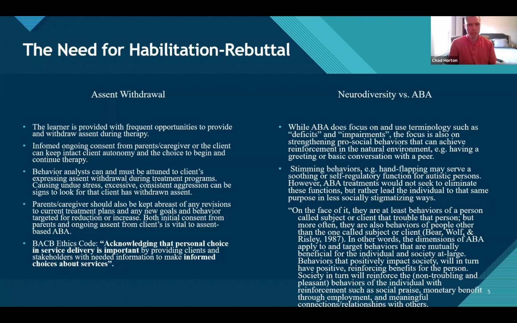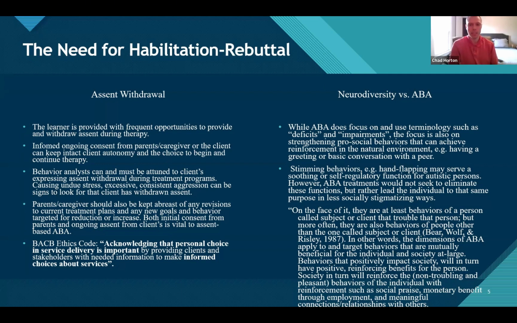And then also, we can look at the BACB ethics code for support here, which says acknowledging that personal choice in service delivery is important by providing clients and stakeholders with needed information to make informed choices about service. So that touches on when they're fully informed, then there's an agreement that either the client or the person that can make choices on behalf of the client, that legally authorized representative, is informed of what will be going on in the treatment program, and whether they want to assent to that.